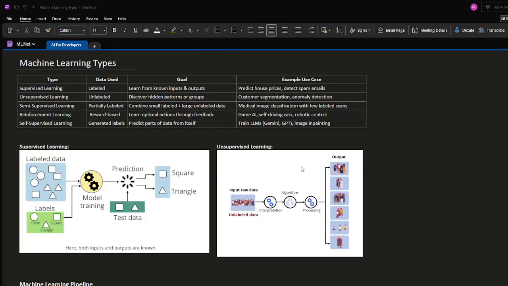So this is the theoretical part: what exactly the machine learning types are, what types are available, and then the brief knowledge I shared with you about each machine learning type. Now we will delve into the practical part, where we'll see how we can start working with ML.NET using machine learning algorithms.